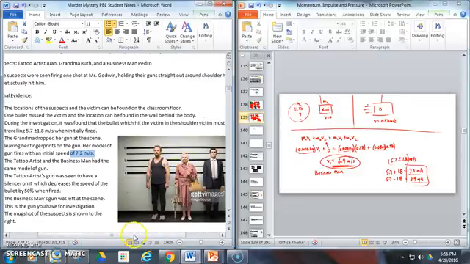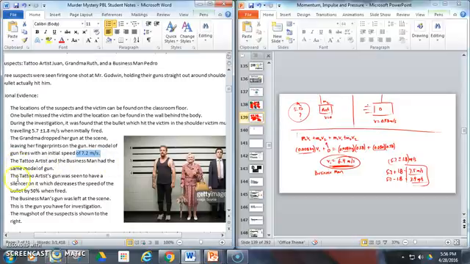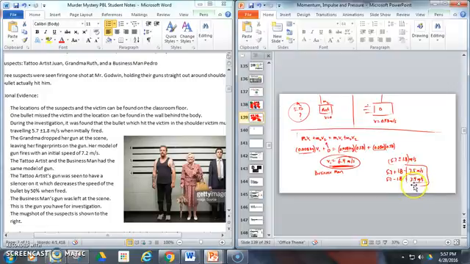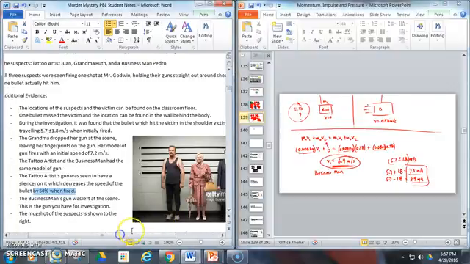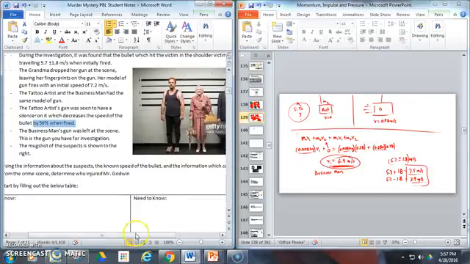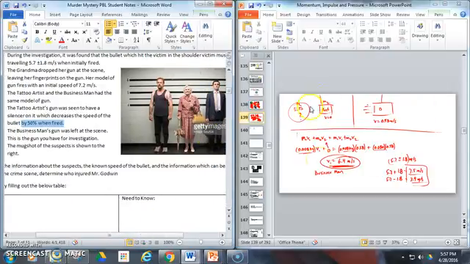So let's see if we can rule out the tattoo artist. The tattoo artist and the businessman had the same model of gun. The tattoo artist was seen to have a silencer on it which decreases the speed of the bullet by 50%. So 50% of this number, well, that's just that number times 1/2, or 3.2 meters per second. 3.2 meters per second is not within this range. It's too slow. So right off the bat, we can say that it couldn't have been the tattoo artist who fired the gun that shot Mr. Godwin. So now we're down to grandma and businessman, again with the numbers that I've been using.